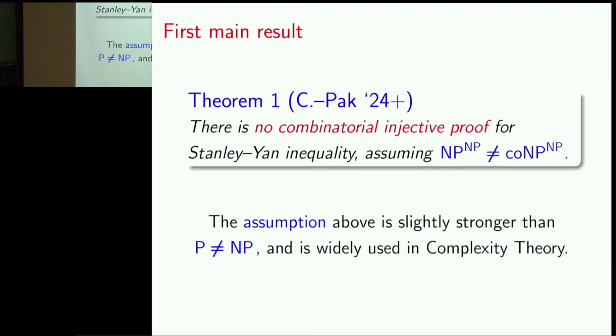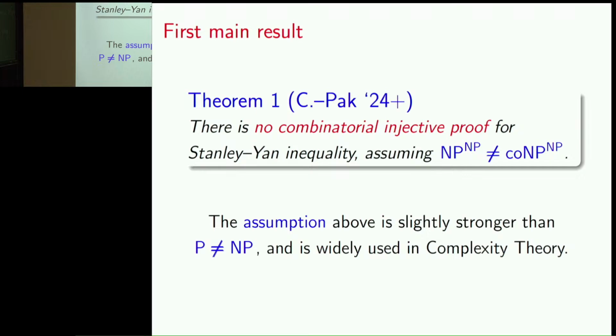Okay, and our claim is that not only is there no combinatorial proof known, in fact, there cannot possibly exist one. You cannot ever find a combinatorial injective proof for the Stanley inequality under the assumption that NP to the power of NP is not equal to coNP to the power of NP.